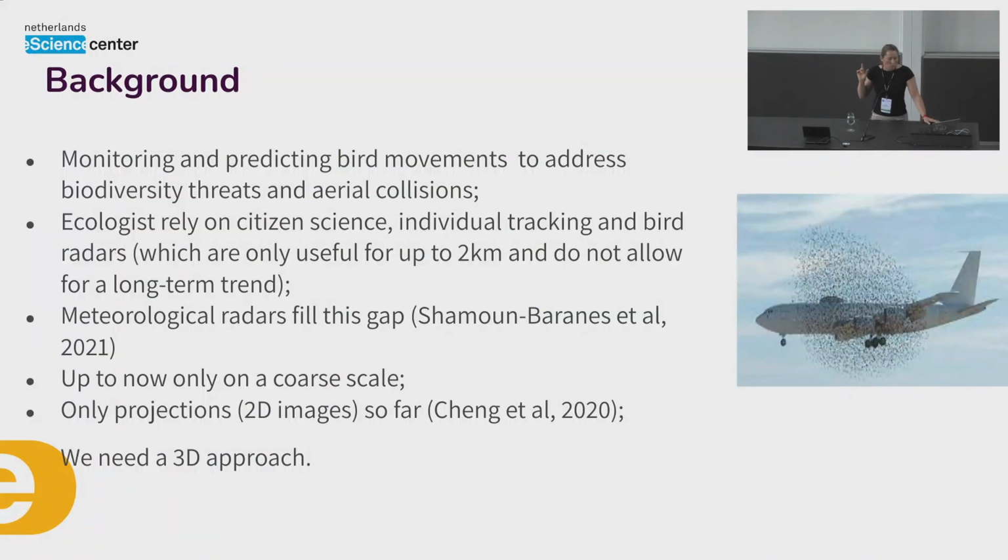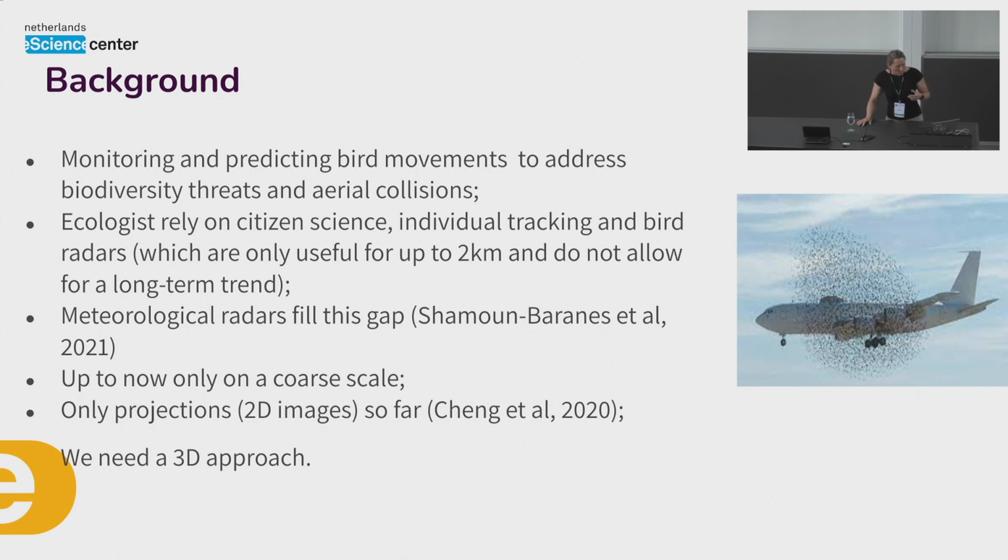The background of this particular project is that we want to monitor and predict bird movements, because there are two problems: biodiversity threats, so we want to know how they move and where they move, and also collisions with traffic. It's quite a problem, and crashes happen because bird flocks appear in places where they were not identified, and we really want to know where they are and take decisions in a timely manner. So far, ecologists rely on citizen science, which is to say, some people observe birds and report, "Oh, I've seen them here, I've seen them there." So this is what is happening.